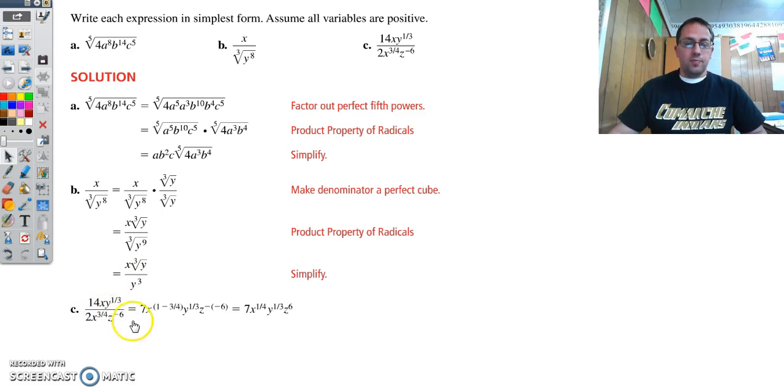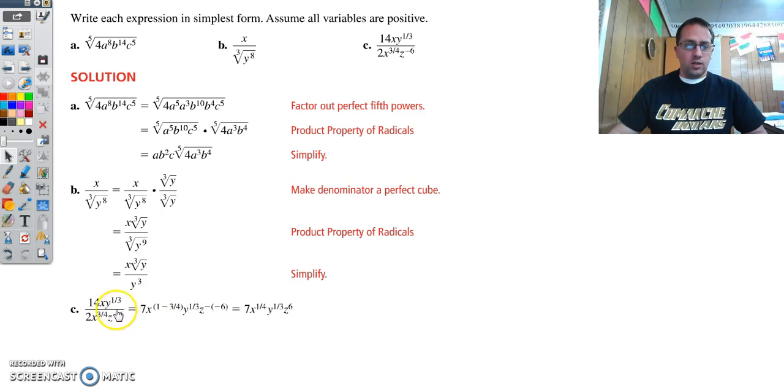Again, take these piece by piece. Start with the numbers, then move on to the variables. So 14 divided by 2, 7. Now here we're dividing a power by a power, right? So x divided by x to the 3/4. So we're going to subtract your exponents. So that's 1 minus 3/4.